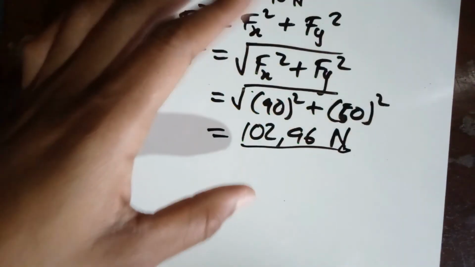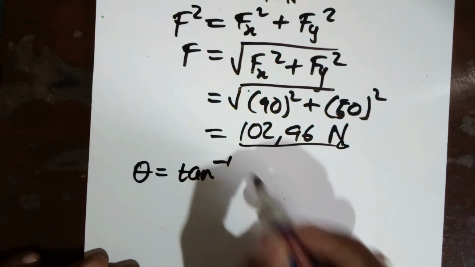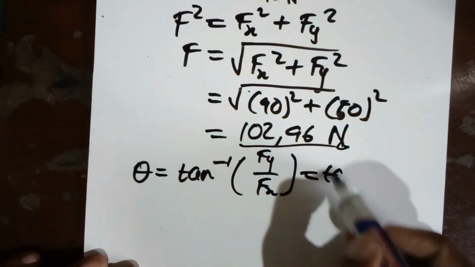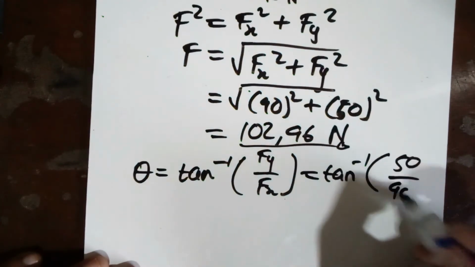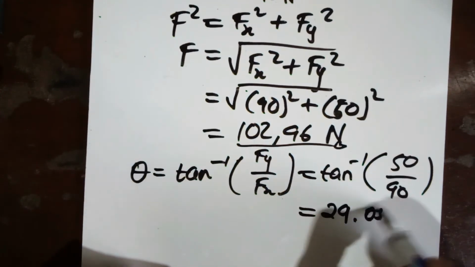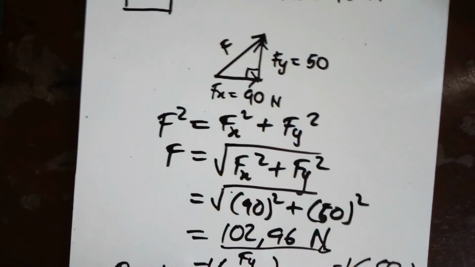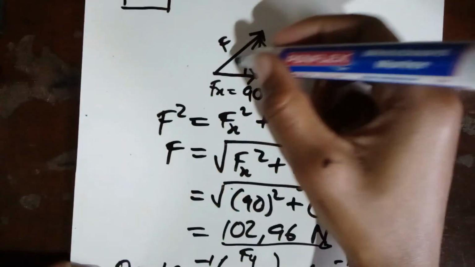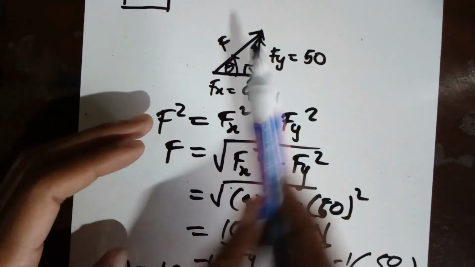In this case, to find the direction, we actually have to find the angle theta. The angle theta is given by the arctan of Fy over Fx, which is 50 divided by 90. You can also put this in your calculator, and I think you're going to come across a value of 29.05 degrees. But now remember, this angle theta is the angle between the x-axis and the vector.